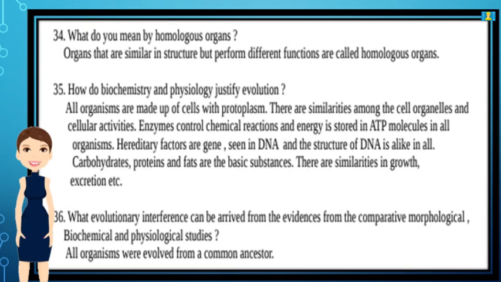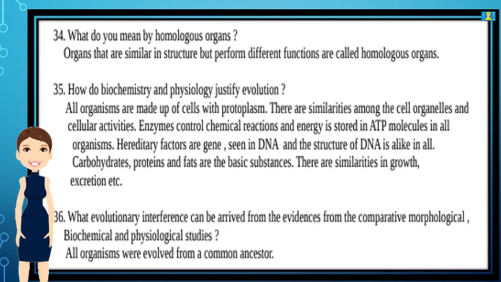How do biochemistry and physiology justify evolution? All organisms are made up of cells with protoplasm. There are similarities among the cell organelles and cellular activities. Enzymes control chemical reactions and energy is stored in ATP molecules in all organisms. Hereditary factors are genes seen in DNA, and the structure of DNA is alike. Carbohydrates, proteins and fats are the basic substances. There are similarities in growth, excretion, etc.